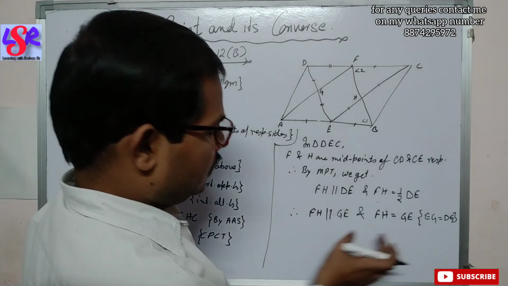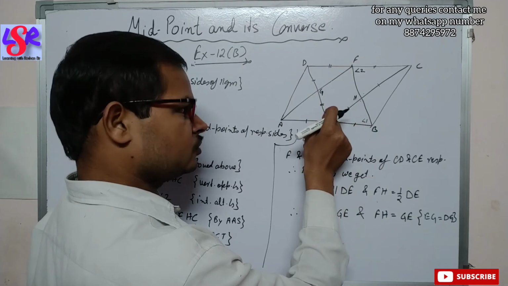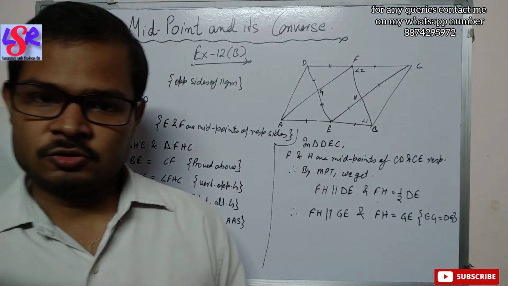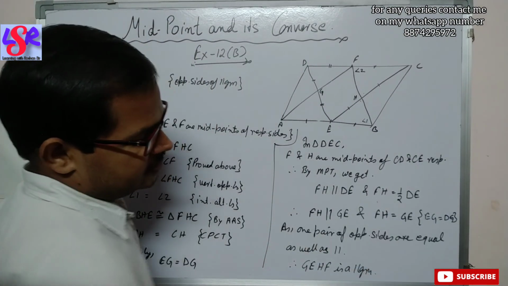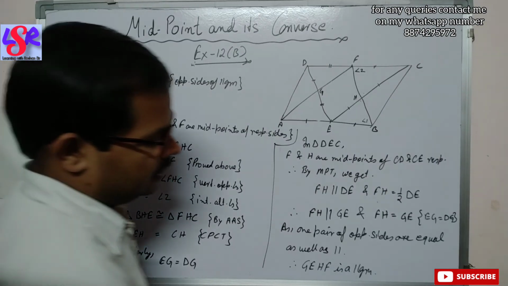So here we are getting that this line is parallel to this one and this line is equals to this one. So as one pair of opposite sides of quadrilateral are equal and parallel both, therefore it is a parallelogram. And here we get one pair of opposite sides are equal and parallel. Therefore, GEHF is a parallelogram.